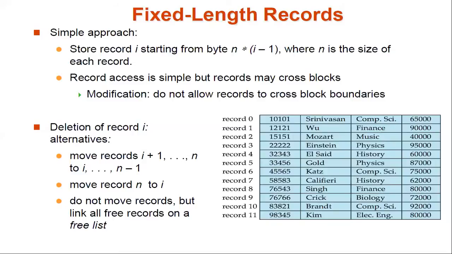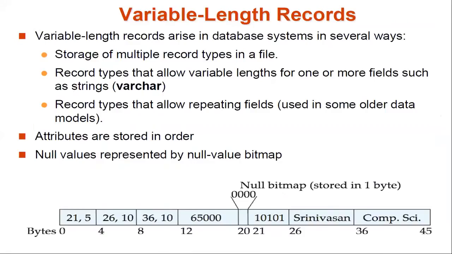Then the next one we are going to discuss is the variable length record. The small difference is fixed length versus variable length. Here you can have a record with variable length, that means the size of a particular record will be adjusted. The other advantage is that you can store multiple record types with variable length in the variable length record files. So that's what we are going to discuss now.